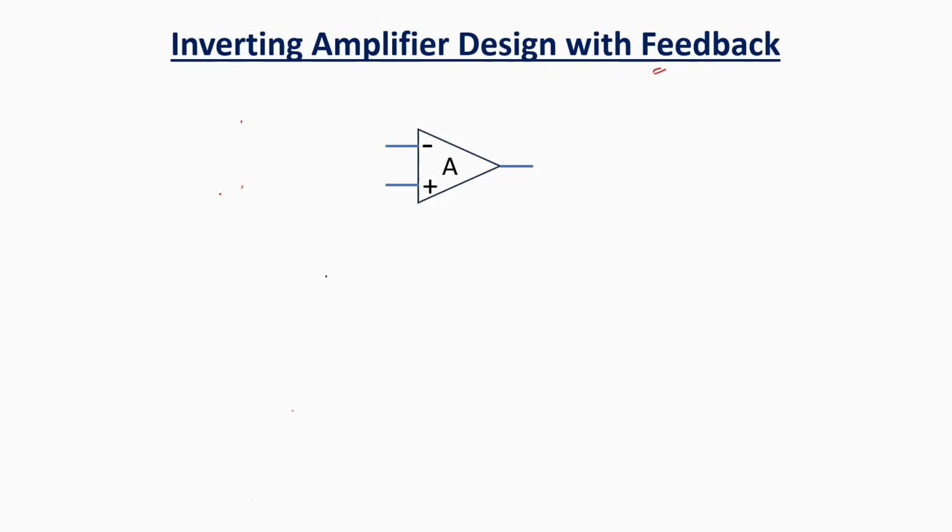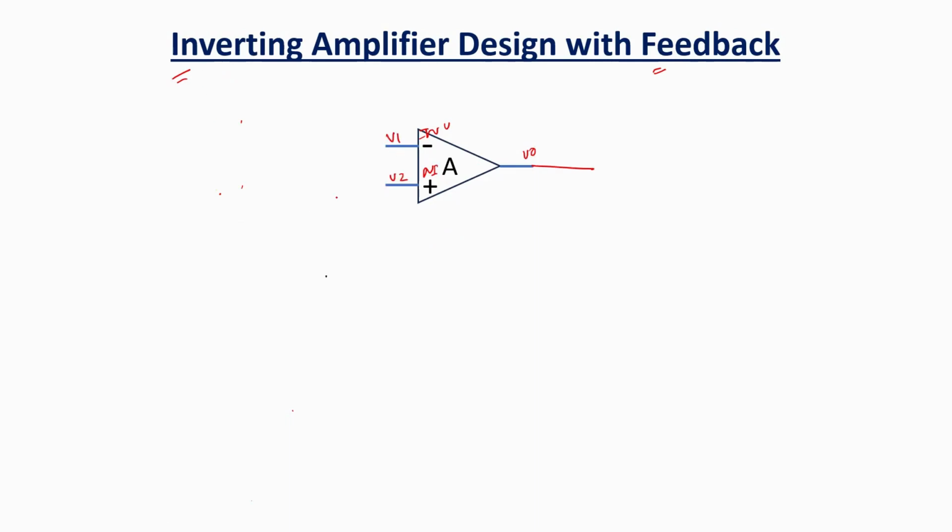Let us go and design today the inverting amplifier with feedback. When we say inverting amplifier, we have to connect the input to the inverting terminal. This is the inverting terminal. This is the non-inverting terminal. This is the output terminal. And this is the V1 terminal. And this is the V2 terminal.